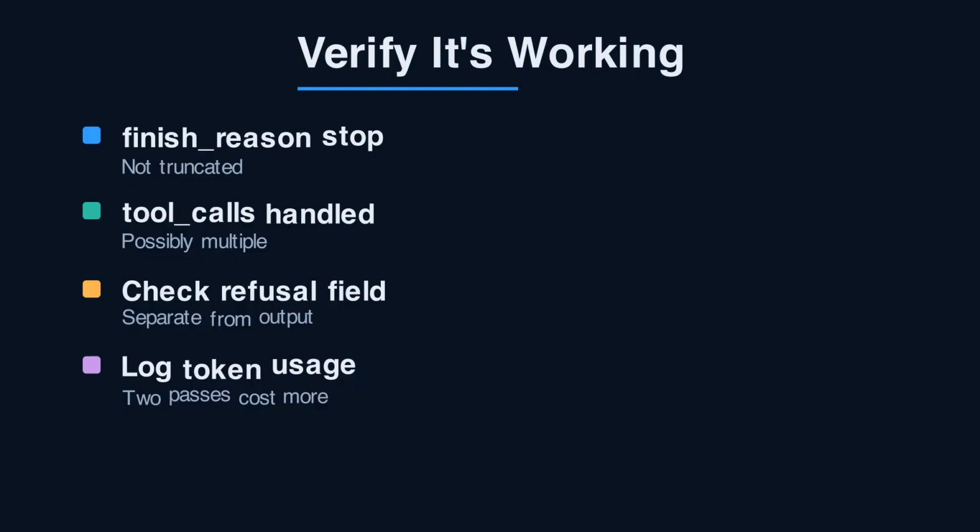Third, even with strict mode, validate against your schema on your side, because refusals come back in a separate refusal field, not as your object. Fourth, log token usage. The 2-pass loop roughly doubles your calls, so watch latency and cost. And pin your API version, since behavior and model support shift between releases.